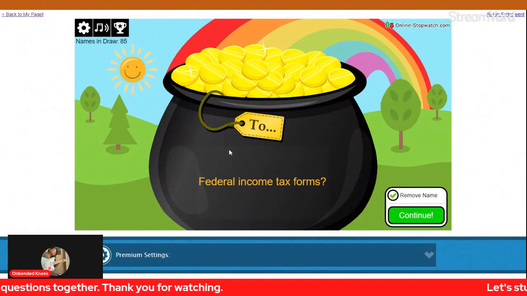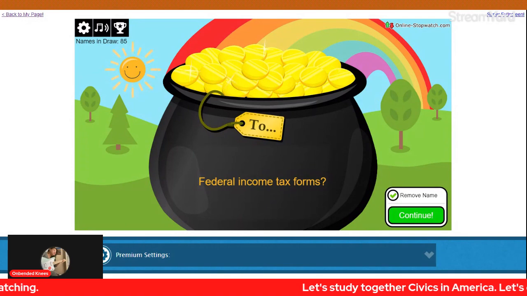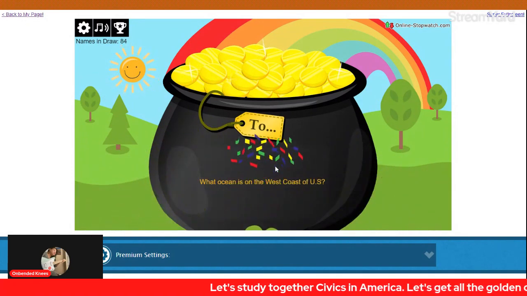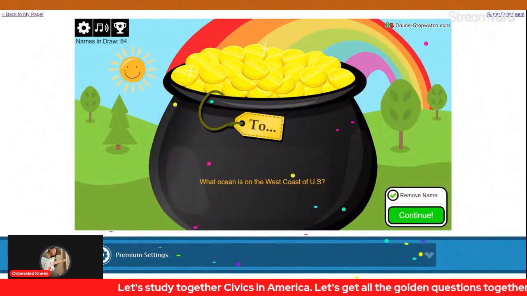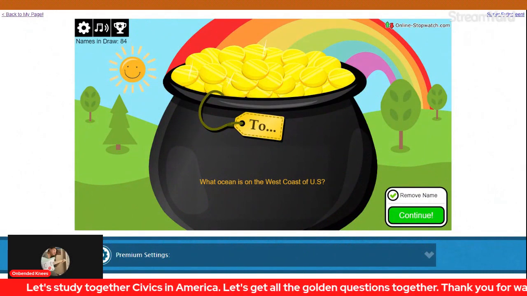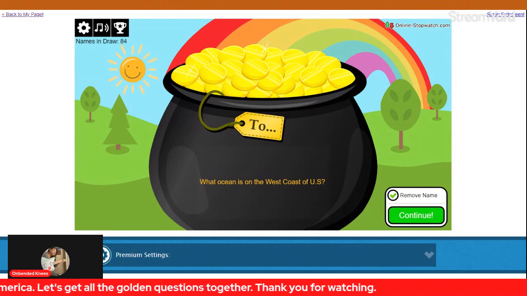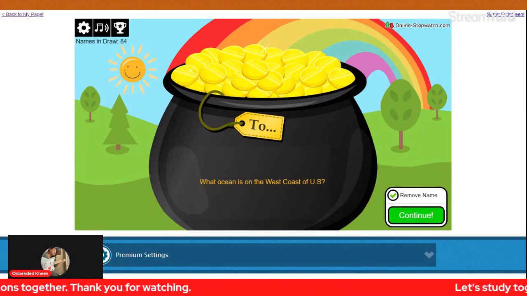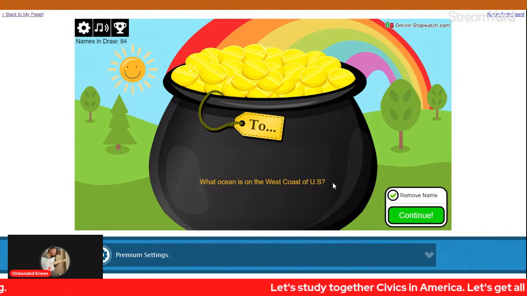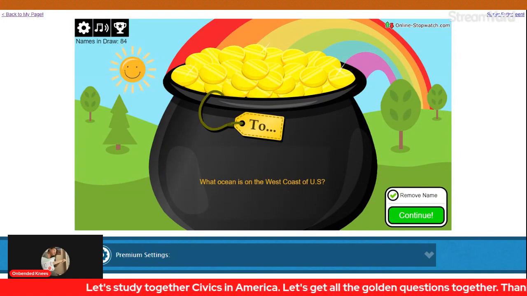Forms. Last submission is April 15th. It's in the west coast of United States. West is the Pacific Ocean. East is Atlantic Ocean. West is the Pacific. Ayan.